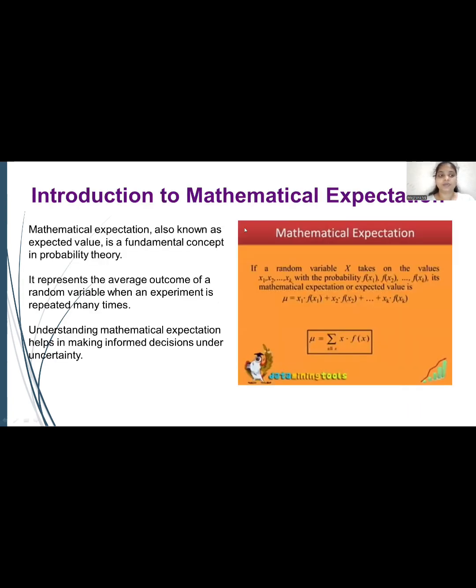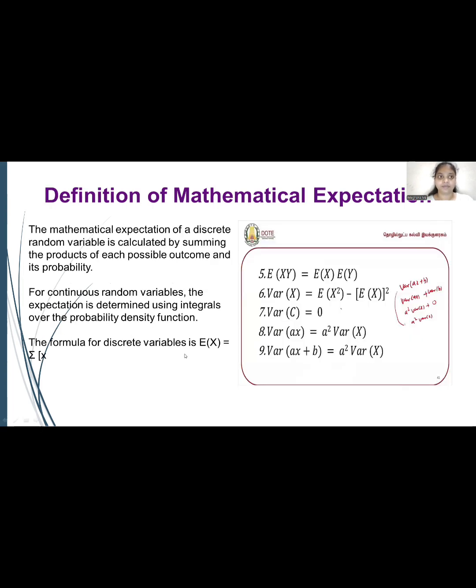Introduction to mathematical expectation. Mathematical expectation, also known as expected value, is a fundamental concept in probability theory. It represents the average outcome of a random variable when an experiment is repeated many times. Understanding mathematical expectation helps in making informed decisions under uncertainty.